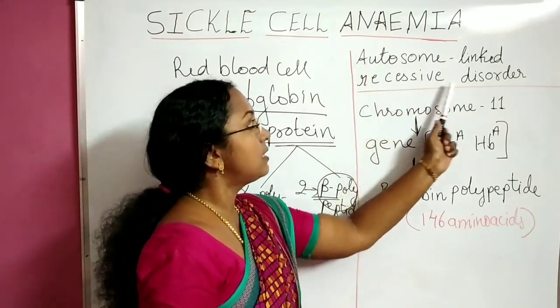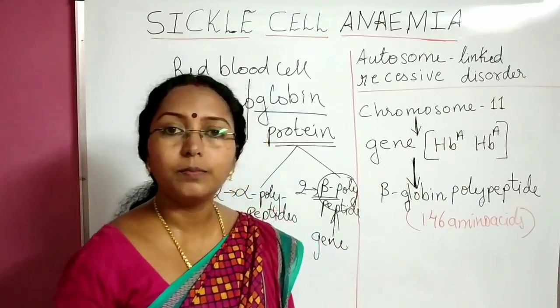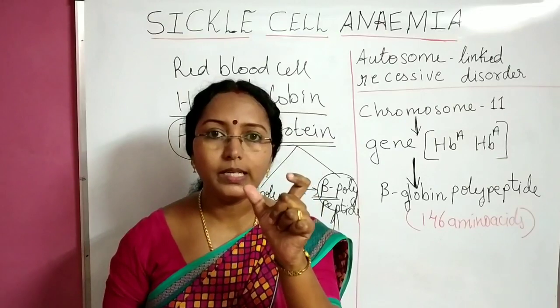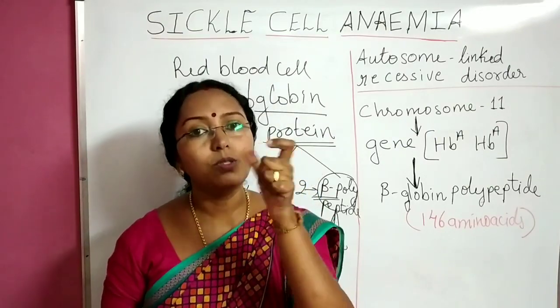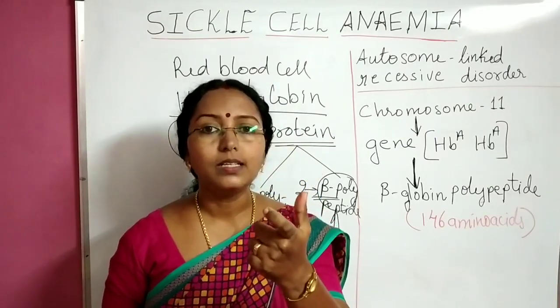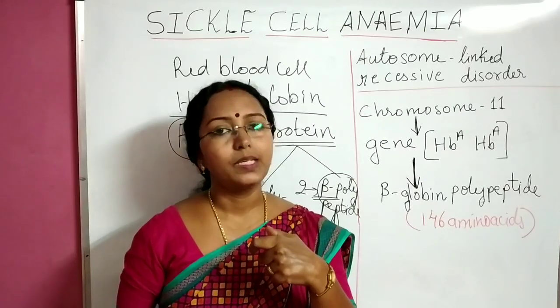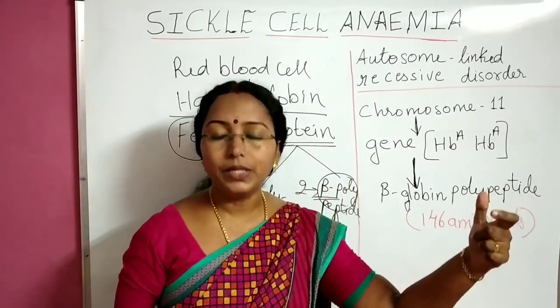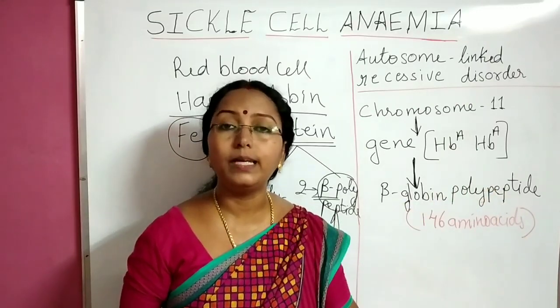So this particular disease is an autosomal disease, autosome linked. And this is a recessive disorder. Recessive disorder means, I told you there is a gene responsible. The gene has 2 alleles. Only if both those 2 alleles are affected will the person get the disease. This concept was explained in detail in the previous session when I explained hemophilia.